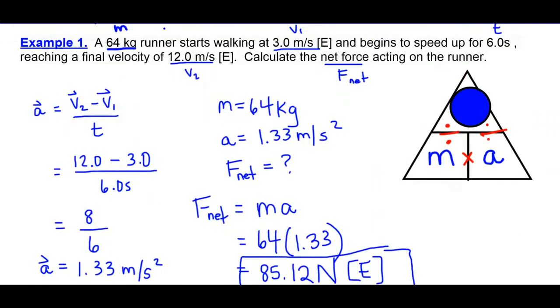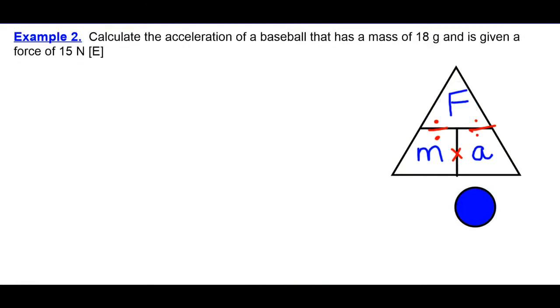Okay, let's look at another one where we're not using the exact formula. We might have to. Okay, our last example, and then you're going to try a few of these on your own. So example 2, calculate the acceleration. So here's what we're trying to find. Of a baseball that has a mass of 18 grams, so right off the bat, we need to do something with this because it can't be grams, it has to be kilograms, and is given a force of 15 newtons east. So let's write what we have.